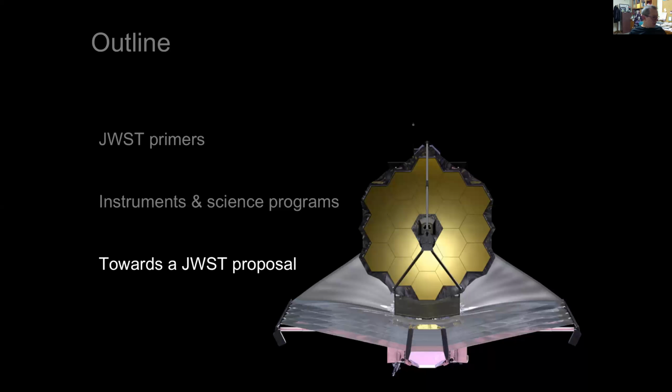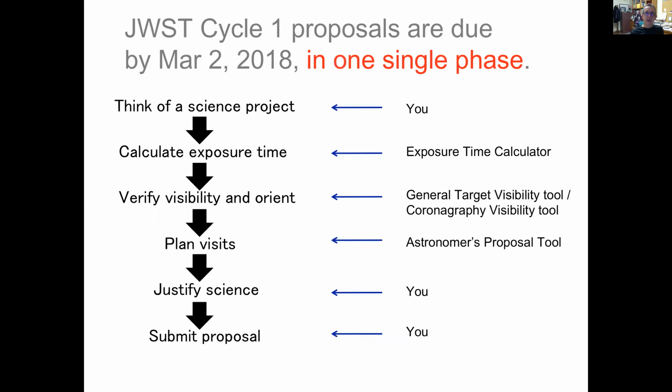Okay, now just a few words. We're close to the hour. A few words about what's coming, about preparing a JWST proposal. That's a mistake. It's not March 2nd, 2018. That was the date about a month ago. This is now April 6th. So your proposal is due by April 6th in one single phase. It's unlike some telescopes on the ground where you do a first phase proposal, and then once approved, you do a second phase. This time, I'm afraid, you have to do the whole thing, okay?